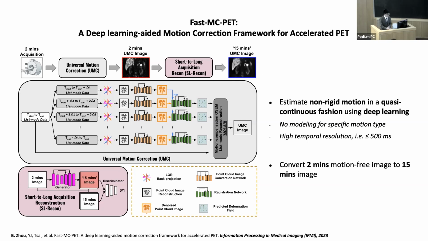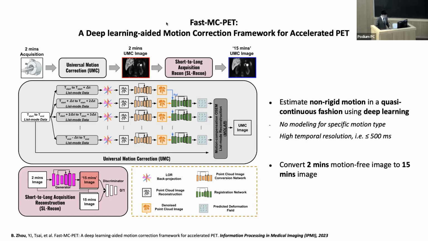Okay. So we see great success with motion correction and denoising for PET using deep learning. But one issue is that it typically requires a long acquisition time, and it requires an external device for recording the motion information, and it's typically specific to motion type. So we are thinking if we can accelerate the PET acquisition and reduce any residual motion regardless of the motion type. So to address this issue, we propose a deep learning based motion correction framework for accelerated PET.